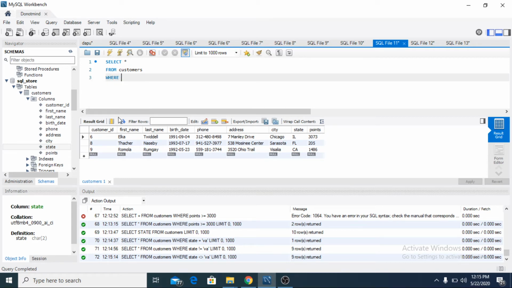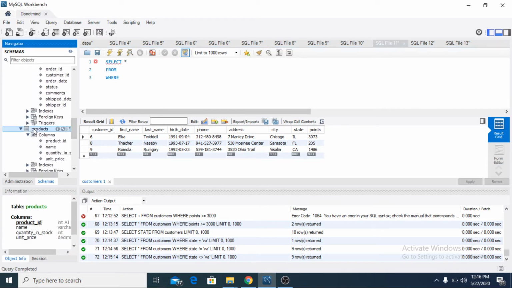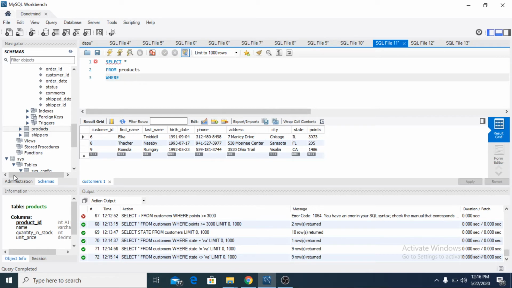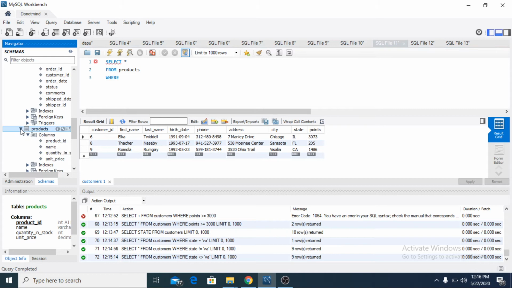customer. Then we should go to from customers. Sorry, no, we should go to from products. So let's go here, products, and we can double click. Yes, when we double click we can go directly here, from products. We can see, and what we want to do is let's open these products.